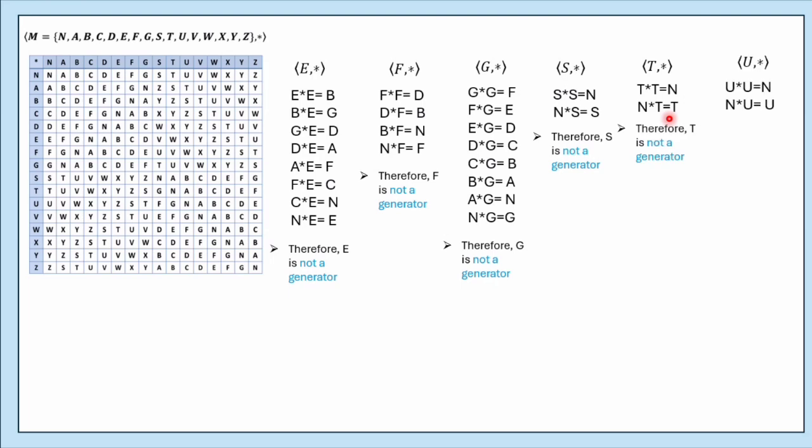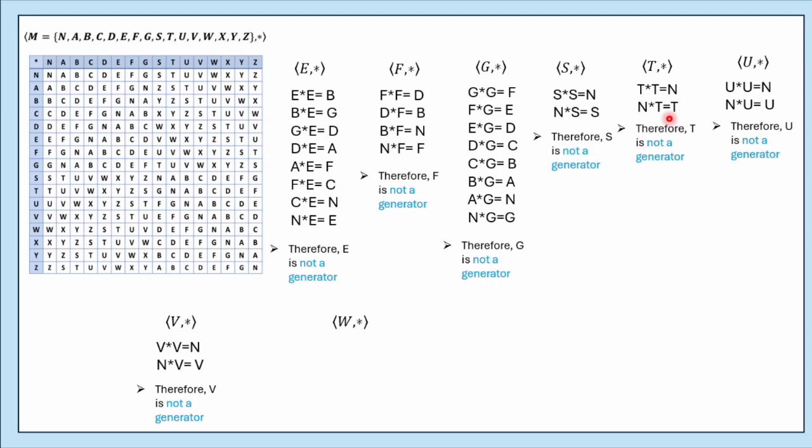For U, we have U star U is equal to N and N star U is equal to U. Therefore, U is not a generator. Same with V. We have V star V is equal to N and N star V is equal to V. Since V failed to generate all the elements of the set, V is not a generator.